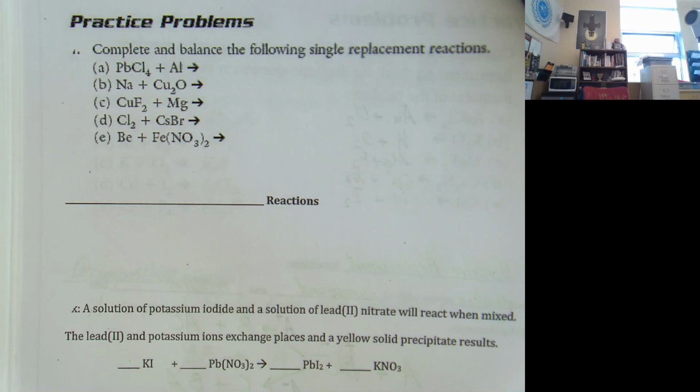Remember, metals on their own are just going to be the symbol. You don't need to include any subscripts. You don't need to include any charges. So in the first one, when aluminum is going to swap spots with the Pb, on its own, lead is just going to be Pb. So the Pb plus whatever compound is created from aluminum and chlorine.